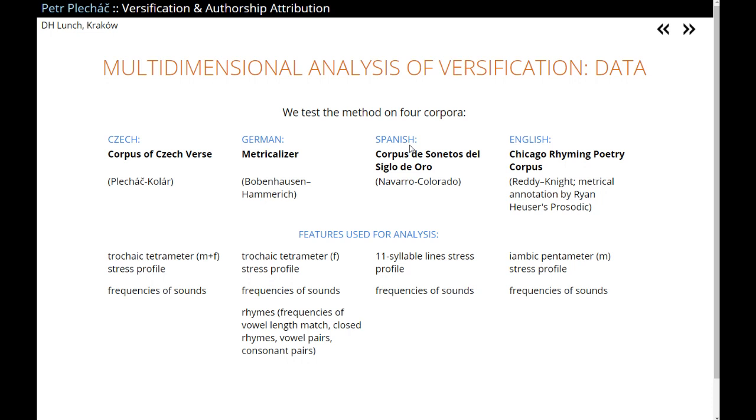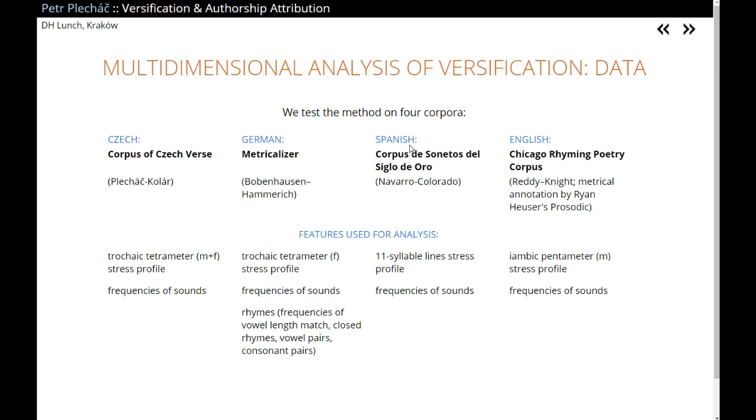It was not metrically annotated, means that we had no clue which is iambic, which is trochaic. Stresses were not marked there, and this annotation, which is in all the other corpora, was done with the help of Ryan Heuser and his prosodic Python package, which was extremely helpful and, to my eyes, extremely precise in classification of various meters, verse meters, I mean.